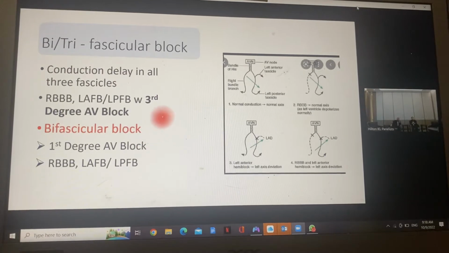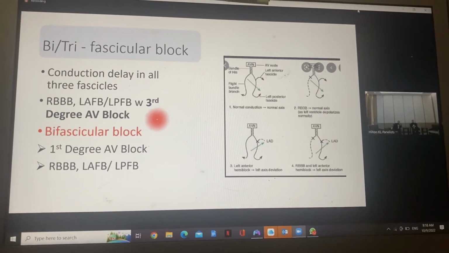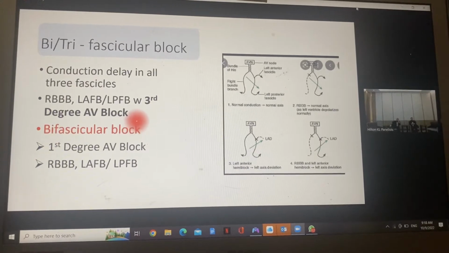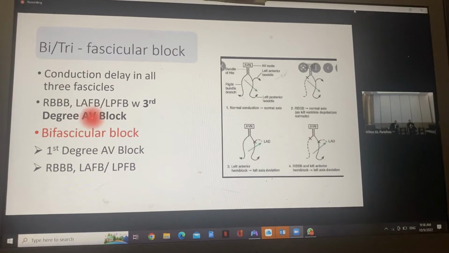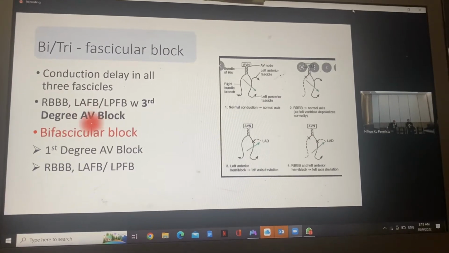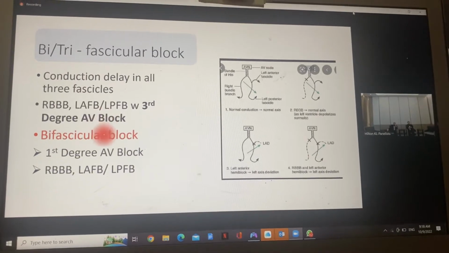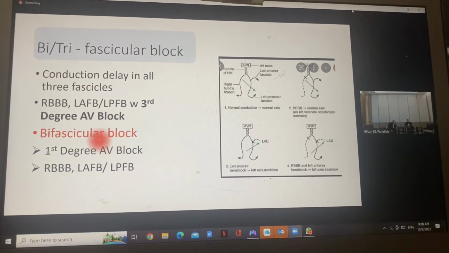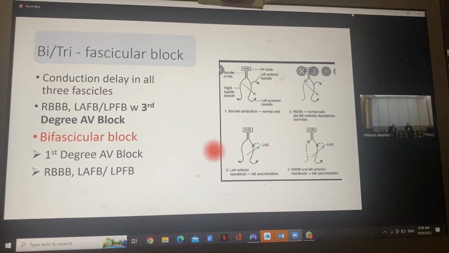Previously we always used the term trifascicular block, but trifascicular block is actually a misnomer. By right, it has to have a complete heart block. So it has to have right bundle branch block with left or right axis deviation, meaning left anterior fascicular or left posterior fascicular block, and with third degree heart block. That's why it's a complete trifascicular block. And why is there complete trifascicular block?